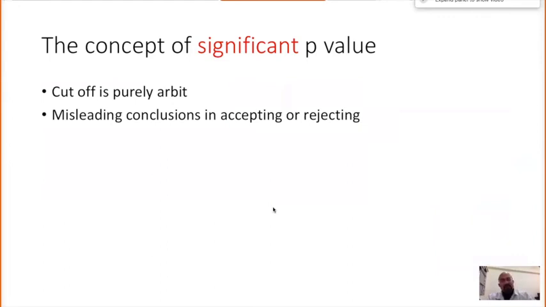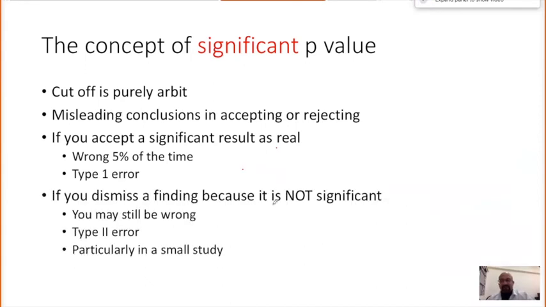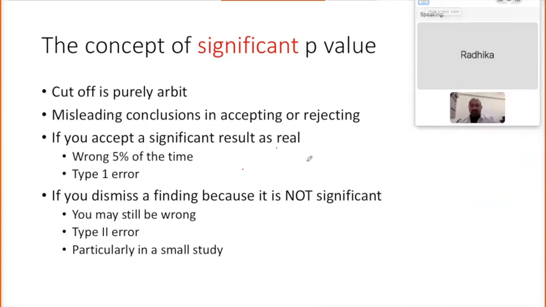The cutoff value of 0.05 that is often used is purely arbitrary, and it often gives rise to misleading conclusions in whether accepting or rejecting the hypothesis. Because if you accept a significant result as real, there are still chances, 5% of the time, that you are wrong. And this is what is called type 1 error. Or you might realize that if you dismiss a finding just because it is not significant, then you may still be wrong. And this is called a type 2 error, which is particularly true in small studies.